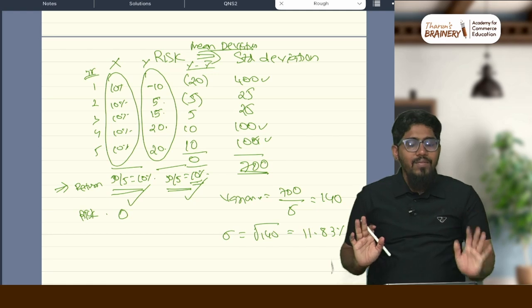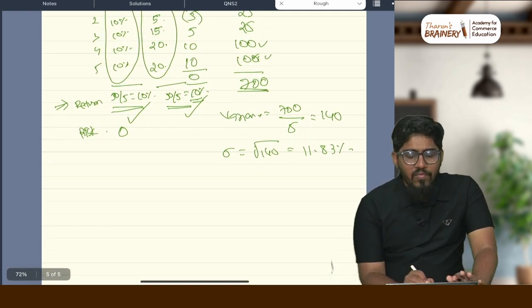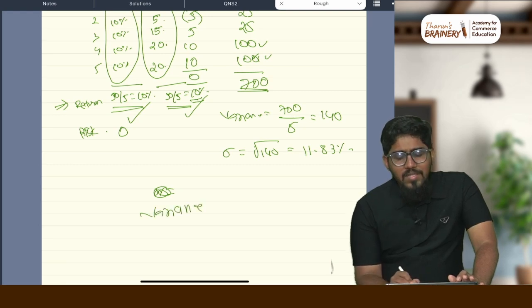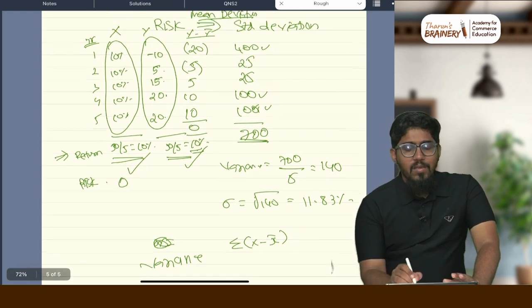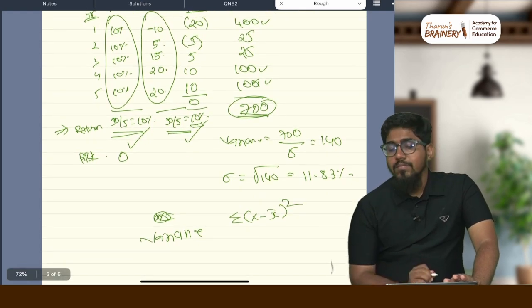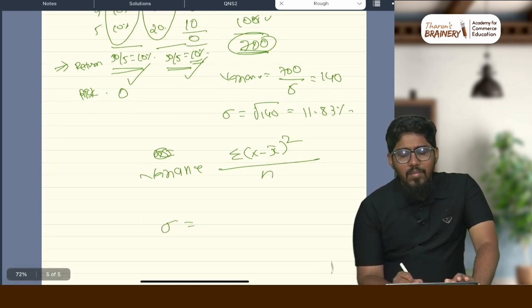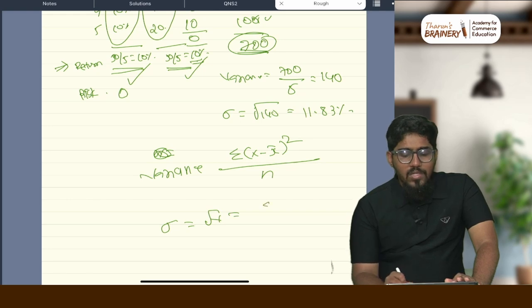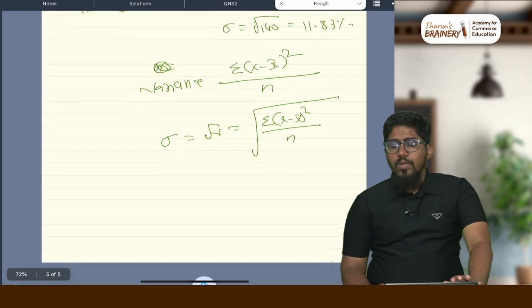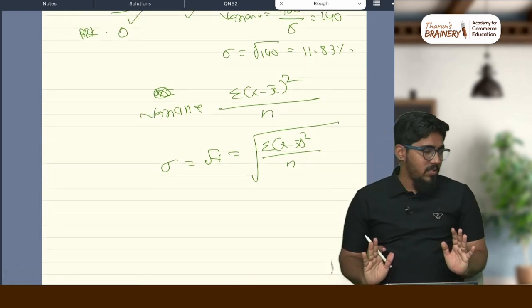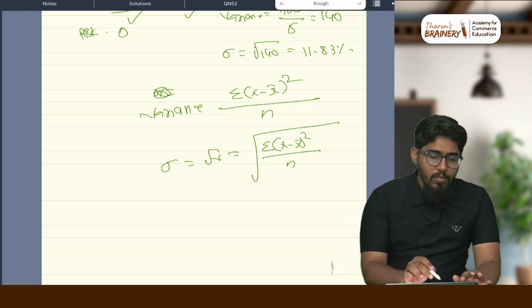11.83%. This much clarity you are having. So what is the standard deviation? You are getting a formula. Let me call it first the variance formula. Variance is equal to sigma x minus x dash, square, divided by n, and standard deviation is nothing but the root of the variance, which is sigma x minus x dash square divided by n, the whole root. This much clarity you are having. Super. Slowly I will give you some notes and then we are going to solve some problems.